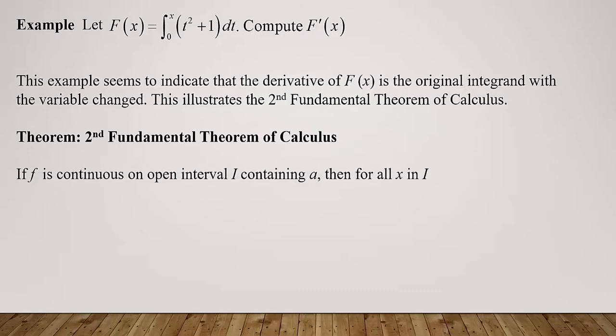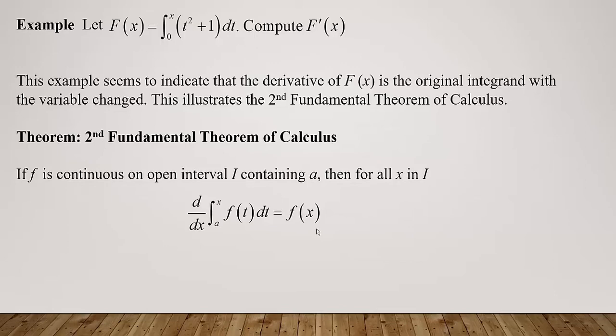If f is continuous on open interval I containing a, then for all x in I, when you differentiate with respect to x the integral from a to x of f of t dt, you simply get f of x. So it doesn't matter what a is. When you differentiate with respect to x the definite integral, it's just the integrand replaced with x. It's just f of x. I bet you'd like to see a lot of these on your next test.